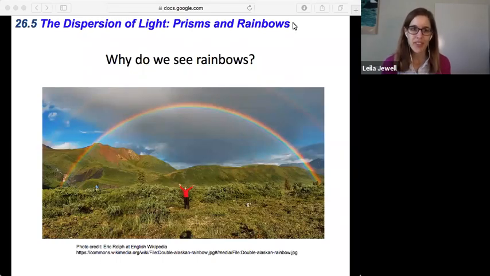Section 26.5, the dispersion of light, prisms and rainbows. So the question I want you to be thinking about with this section is, why do we see rainbows? To answer that, we'll need to take a look first at prisms.